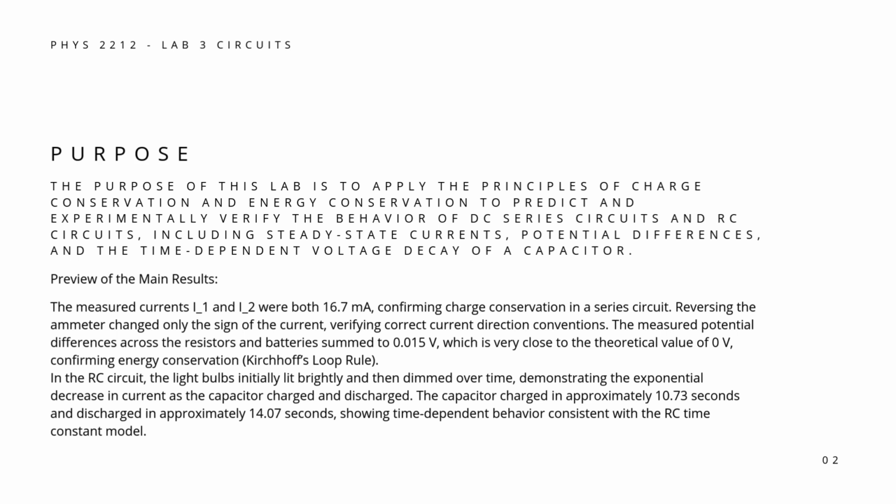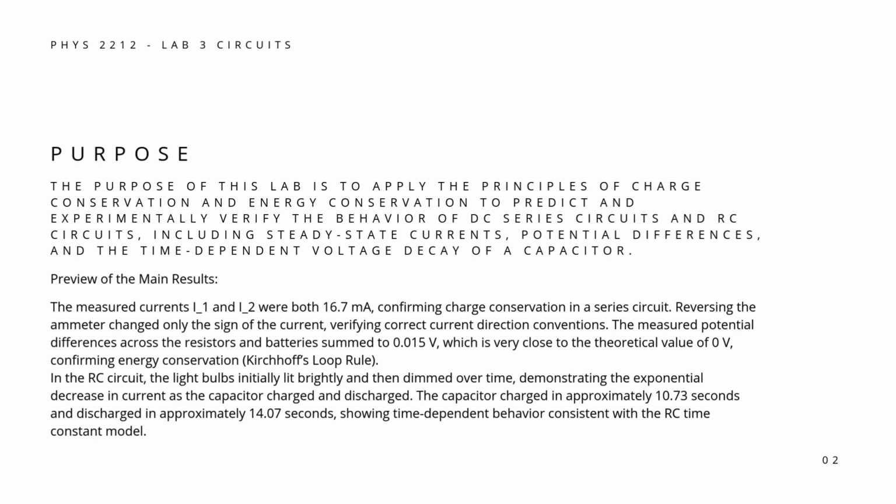We're going to refer to the measured currents as I1 and I2, and they were both experimentally determined to be 16.7 milliamps, which confirms charge conservation in a series circuit. When you reverse the ammeter, it changes only the sign of the current. This verifies correct current direction conventions. The measured potential differences across the resistors and batteries summed to 0.015 volts, while the theoretical value was 0 volts, so this does confirm energy conservation.